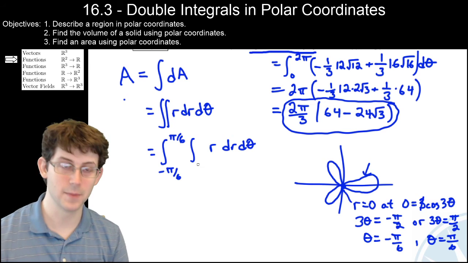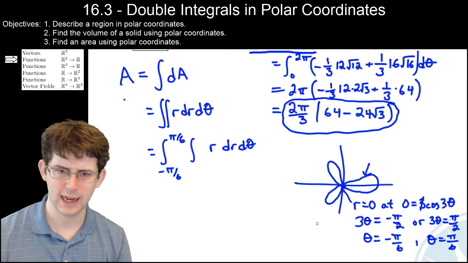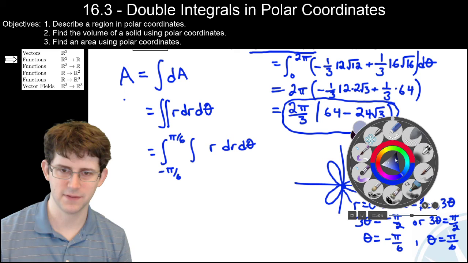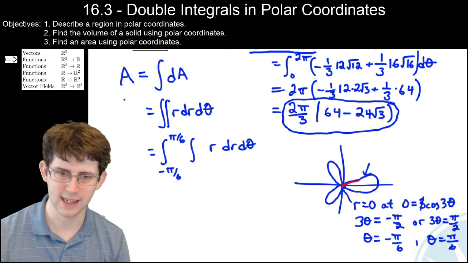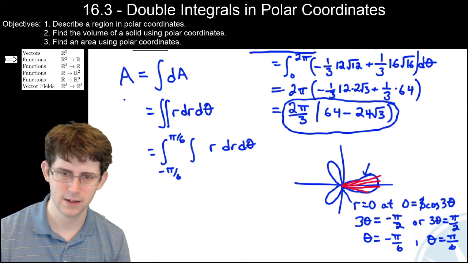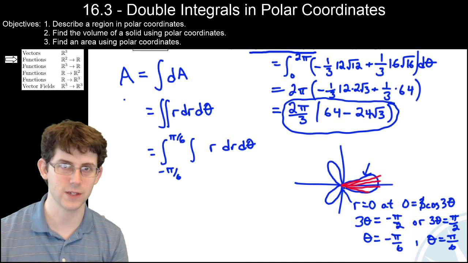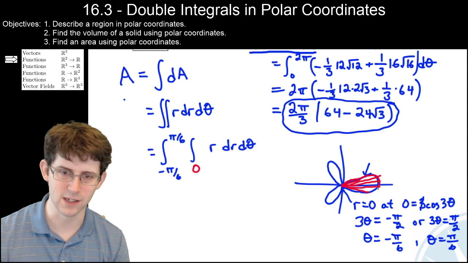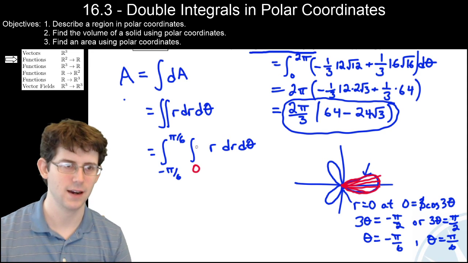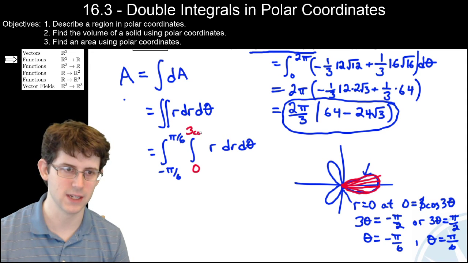And then I just need the r bounds. So how do I get the r bounds from the picture? Well, the r bounds are like, here's the lowest r down here, and then it's like the inner and the outer function. So the inner function is it goes all the way down to 0. The outer function is whatever draws this shape, which was r equals 3 cosine 3 theta.